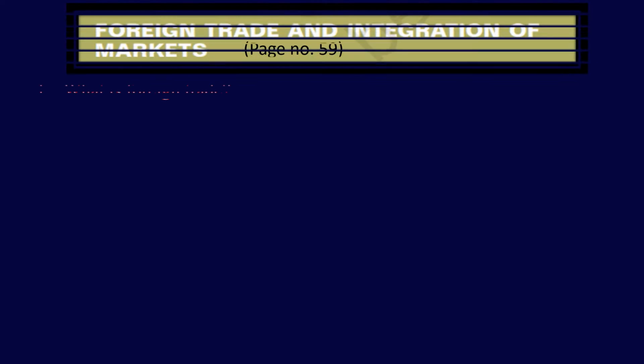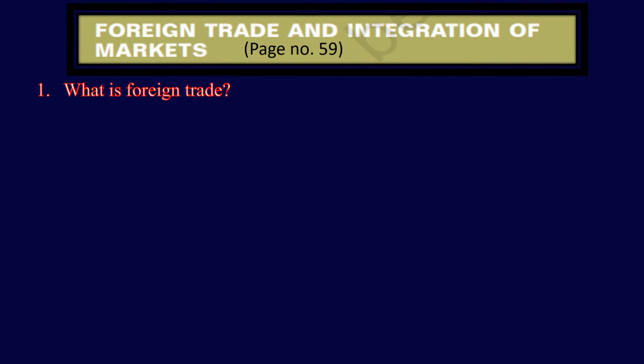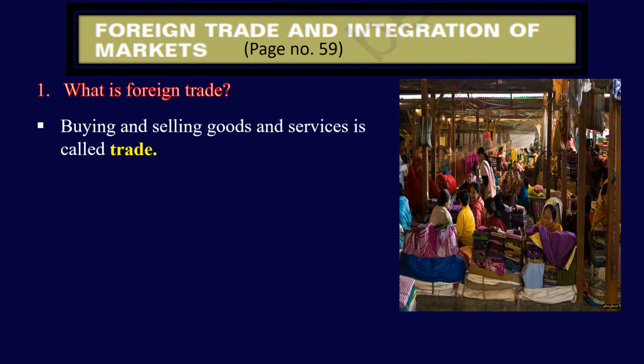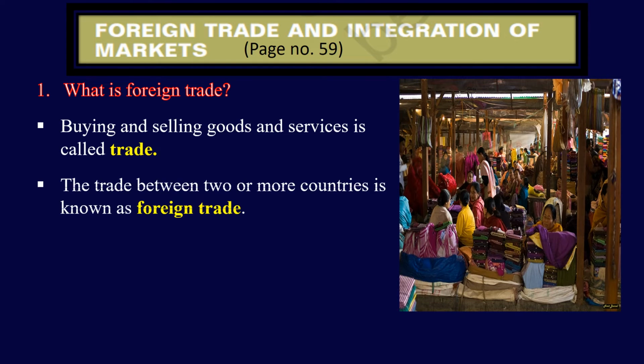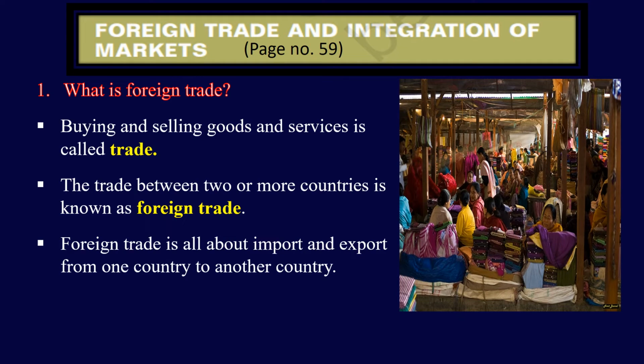What is foreign trade? Let's get the meaning of the word trade. Buying and selling goods and services is called trade. And the trade between two or more countries is known as foreign trade. Means buying and selling goods and services from one country to another country is called foreign trade. Or we can say foreign trade is all about import and export from one country to another country.